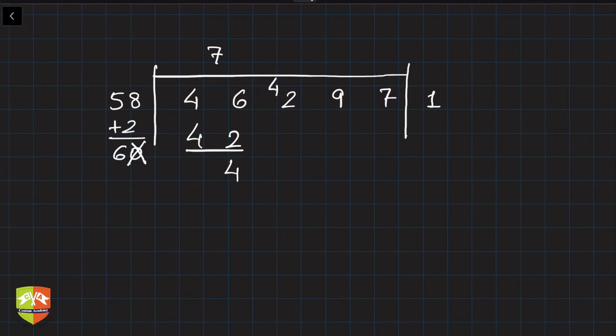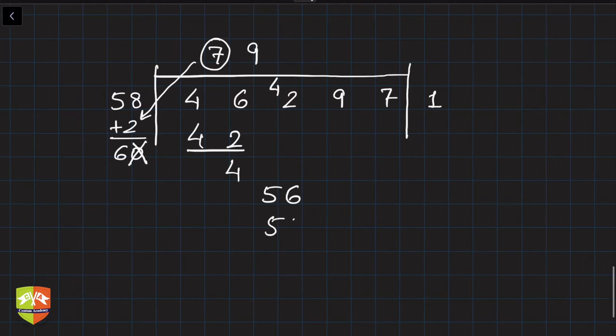Then put 4 here. So the new number becomes 42 plus 7 times 2. Right? The previous quotient times the factor. So 42 plus 14 is 56. So the new dividend is 56. Correct? Now again divide. 6 nines are 54. The remainder is 2. Again this 2 will come and sit here. So 29. 29 plus 2 times 9. Right? This 2 times 9 is 18. 29 plus 18 is 47. So let's write the new dividend 47.